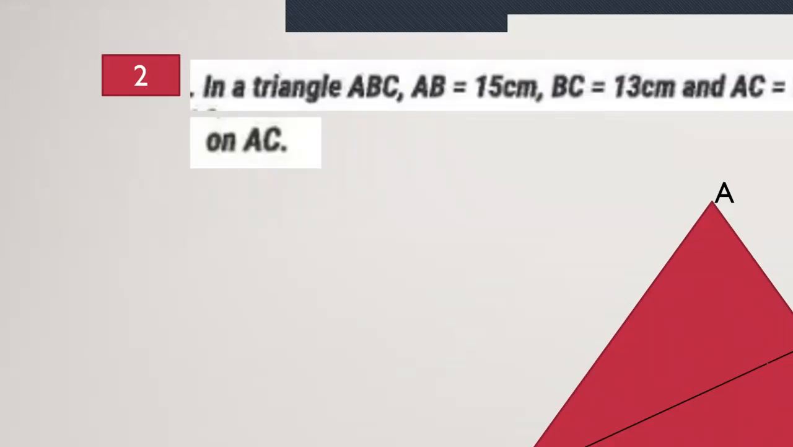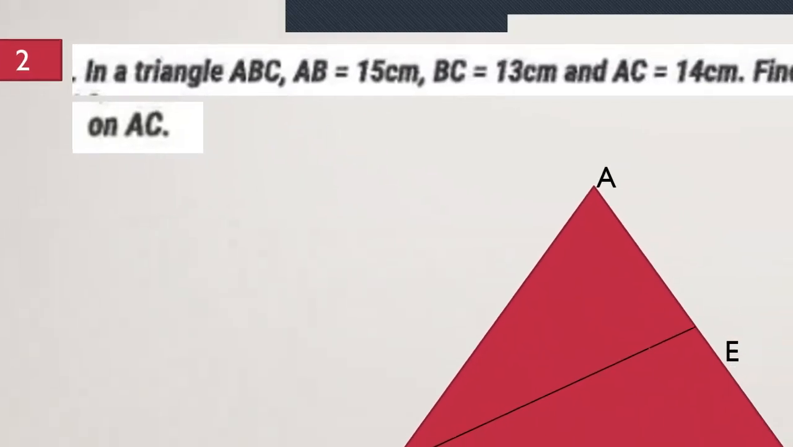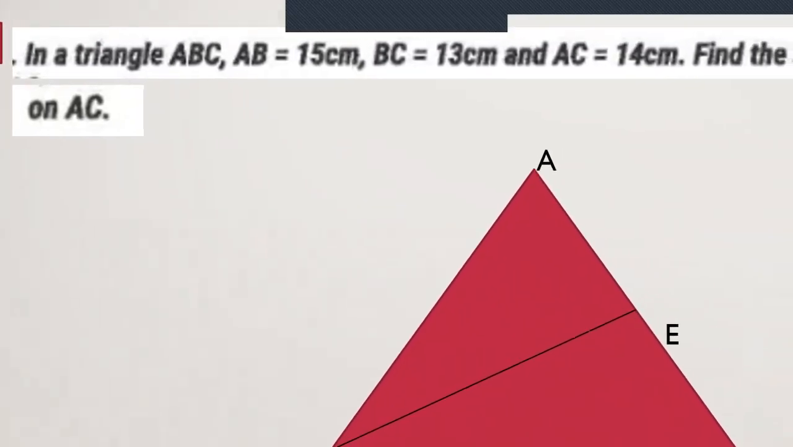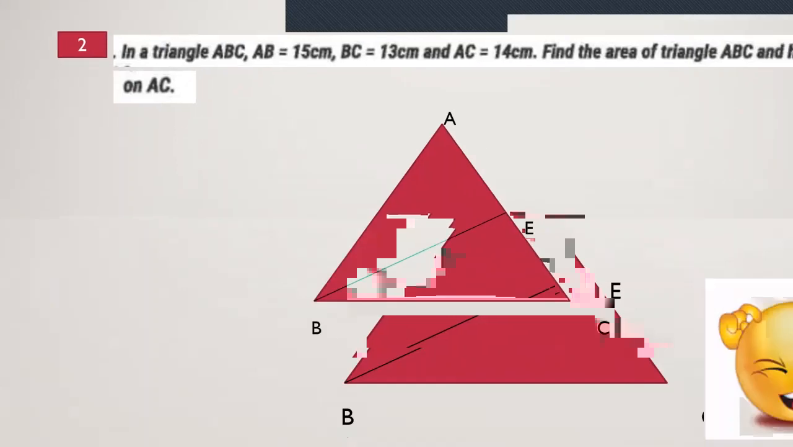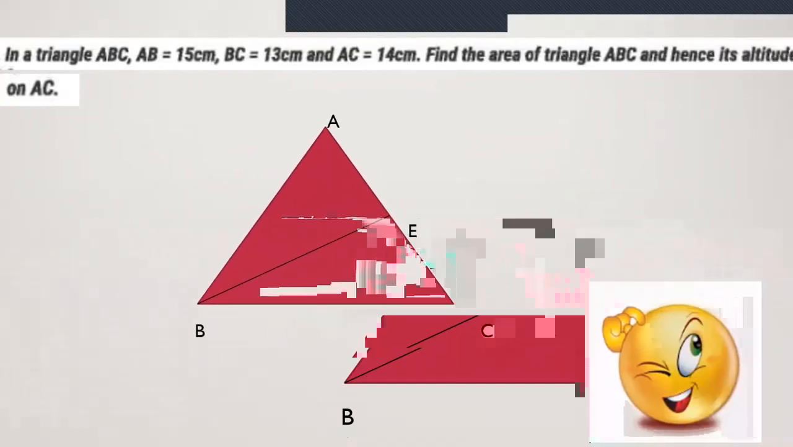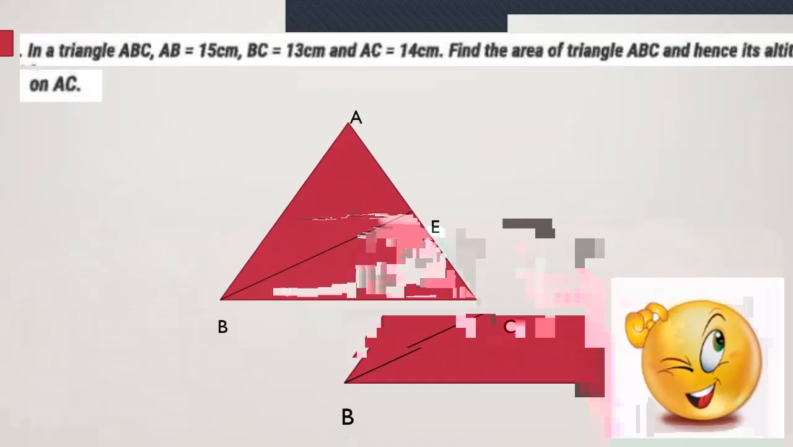In a triangle ABC, AB is equal to 15 centimeter, BC is equal to 13 centimeter, and AC is equal to 14 centimeter. First, give me the area of the triangle ABC. Then we will look into the next part of the question. This question consists of two questions. First, give me the area. Fast.